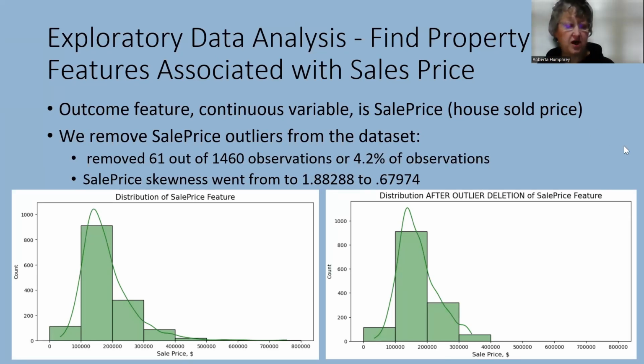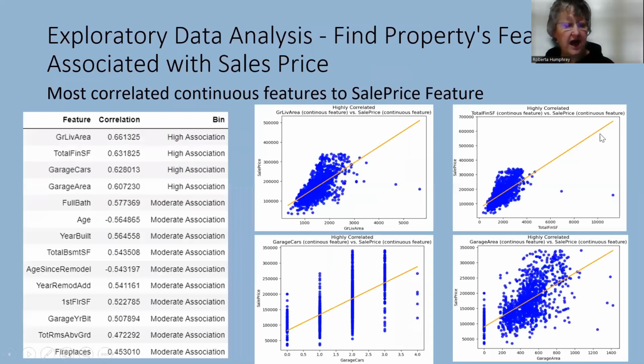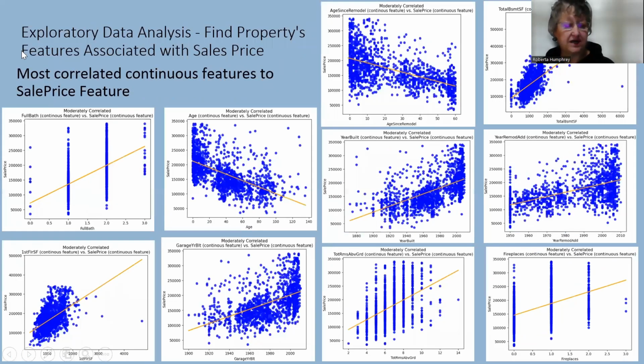Next, we compared the 104 input features to sales price, looking for those features with the highest association to sales price. For the 51 continuous features, we computed the Pearson correlation and we found 11 continuous features with moderate or high association to sales price. We see the plots on the right and on the next screen.